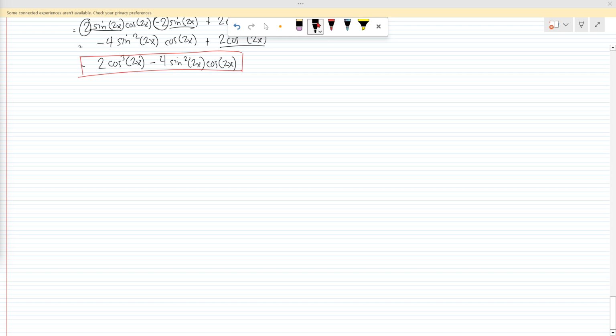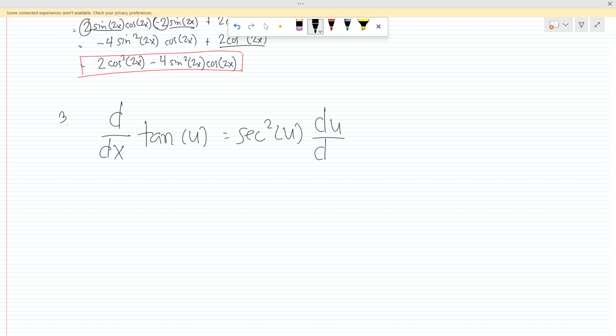Okay, so we are done with the derivative of sine and the derivative of cosine. So let us proceed with the third one. The derivative of tangent of u is equivalent to secant squared of u, then du over dx.